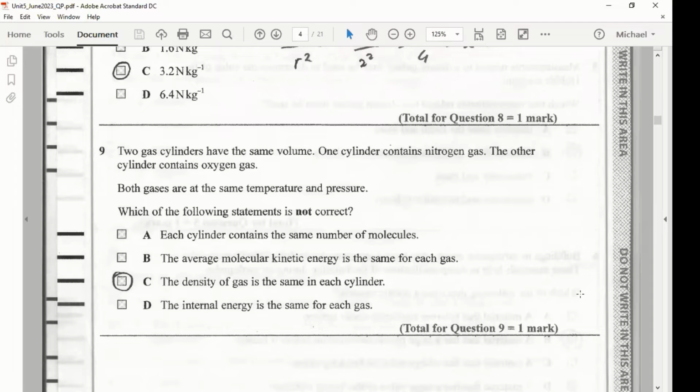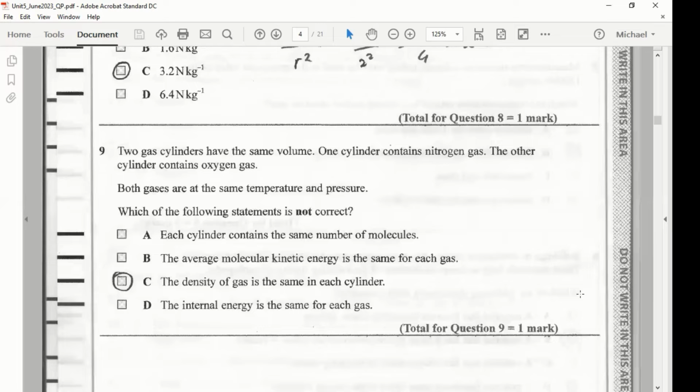And pressure times volume equals nRT. We're told that T is the same, R is a constant. So n, the number of moles, must be the same. So the number of molecules must be the same. So each cylinder contains the same number of molecules.